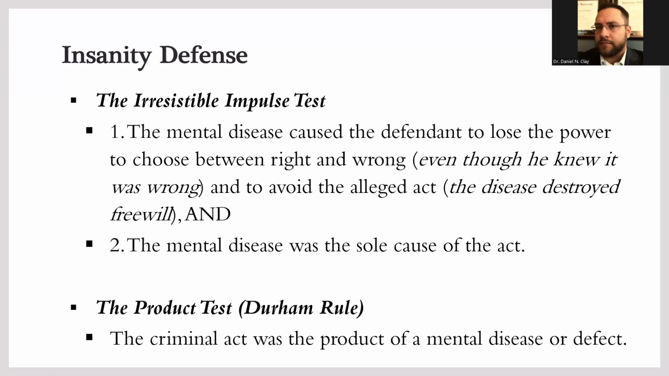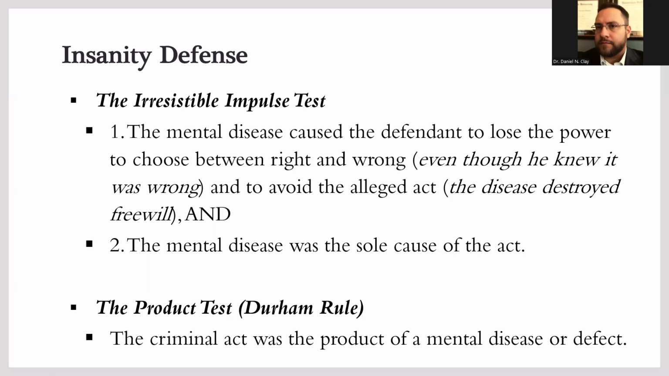Compare that to yet another insanity test, which is the Durham rule. The Durham rule is pretty straightforward. Basically, it just asks, was the act the product of a mental disease or defect? Now, the Durham rule is not super favored, and most places don't have it. I don't actually think any states currently have the Durham rule. But it basically asks, did you do the crime because of a mental disease or defect?